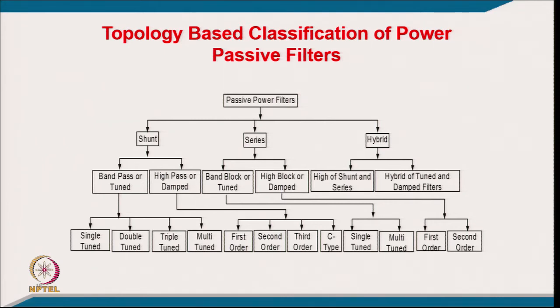In the passive series filter we again have a high block or damp filter. High block or damp filter means it can be first order or second order, and it is supposed to block a very wide range of harmonics from flowing from supply to the load. So it blocks all higher harmonics also. So that is the series filter, but its application is also coming.